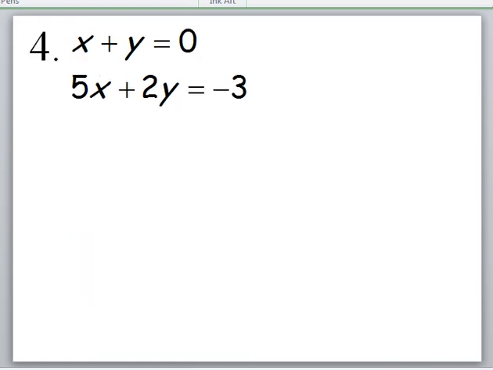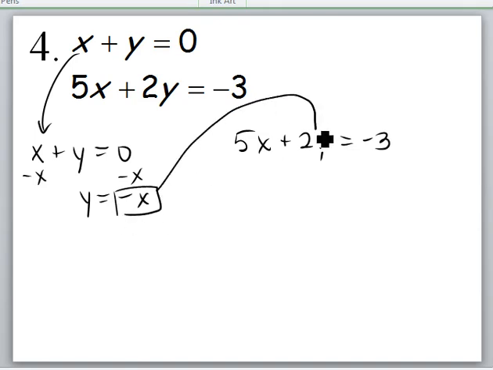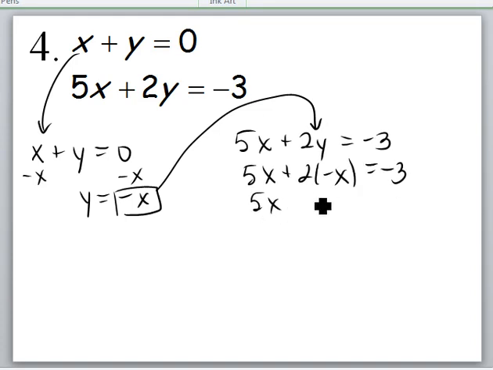The next problem here, I need to either solve for x or y, and I will do so. I'll just go ahead and keep solving for y first. That's what we're used to. So I'm going to solve for y, and I get y equals negative x. My second equation then, what I need to do is I need to take what the box equals and put that in for y. So I get 5x plus 2 times negative x equals negative 3. 5x plus negative 2x equals negative 3. That gives me 3x, which equals negative 3.